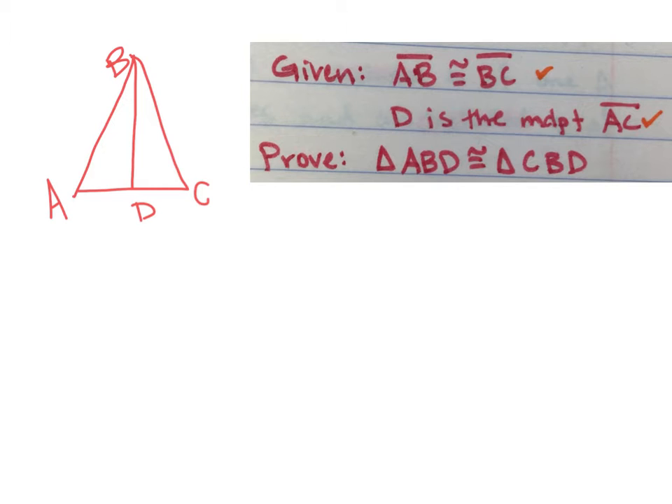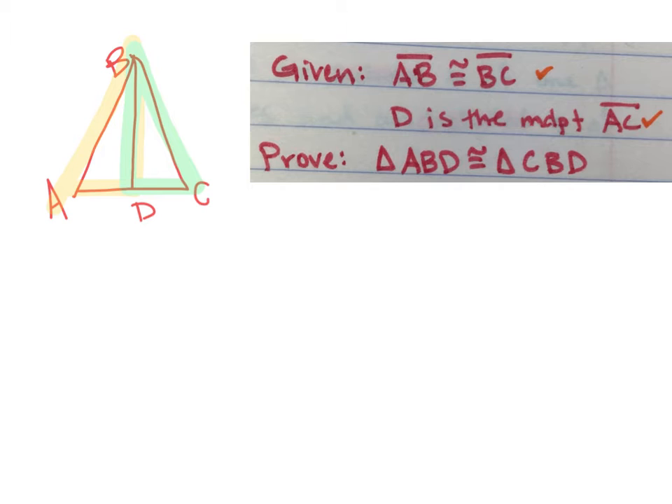So we go ABD, so I start at A, I go up to B, and I come down to D. That's our first triangle. Our second triangle is CBD, so I start at C over here, I go up to B, and I come down to D. Okay, so those are the two triangles I'm aiming to prove that are congruent.